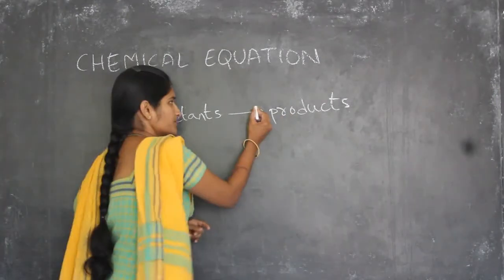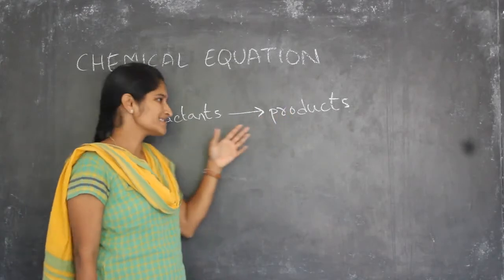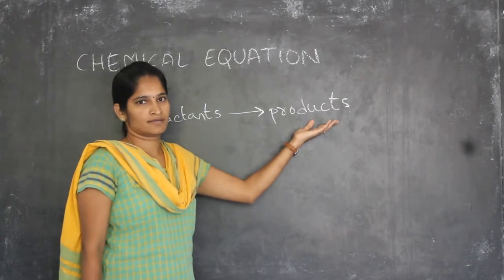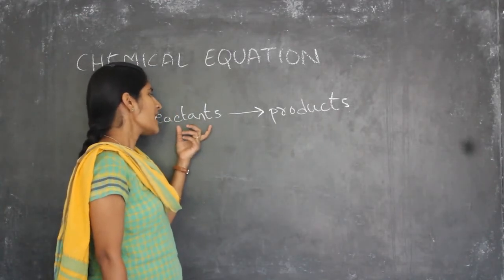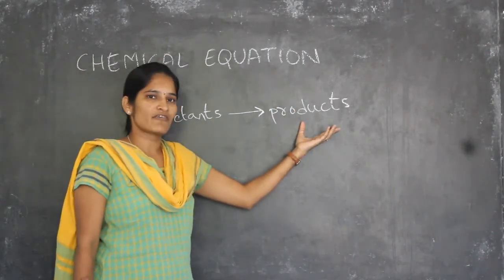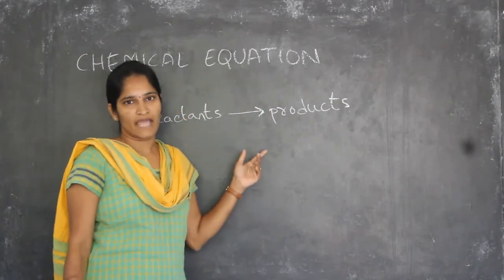Here the head of the arrow always represents the direction of change. That means these reactants have changed into these products. Is it clear? That means these substances have undergone a chemical change and new products have been formed. This arrow indicates the direction of reaction.